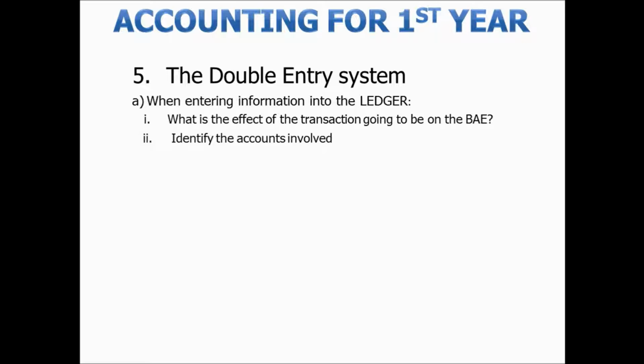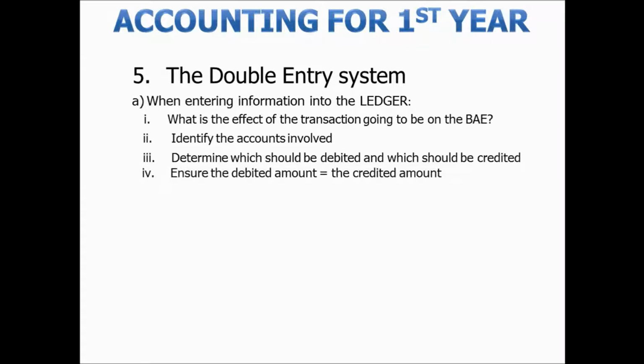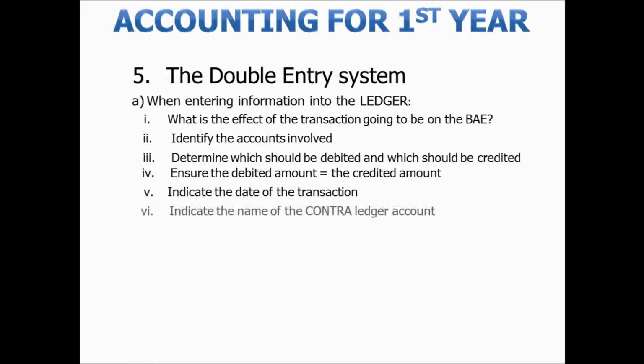Identify the accounts involved. Determine which should be debited and which should be credited. Ensure that the debited amount is always equal to the credited amount. Always indicate the date of the transaction. Indicate the name of the contra ledger account. And indicate the folio number of the subsidiary journals.